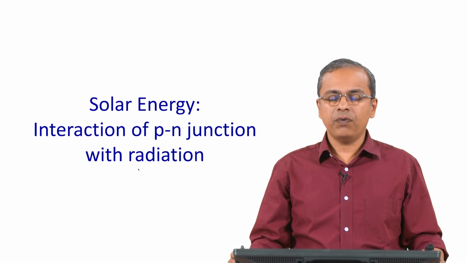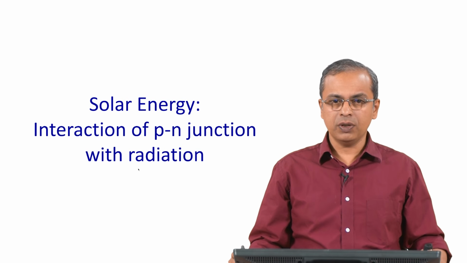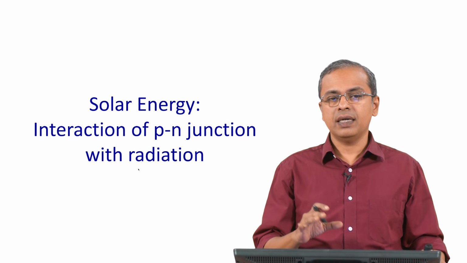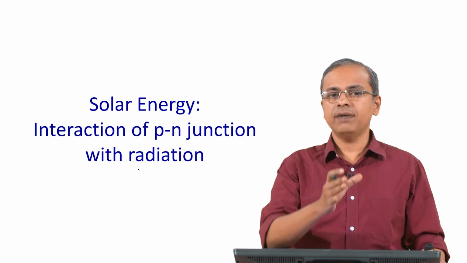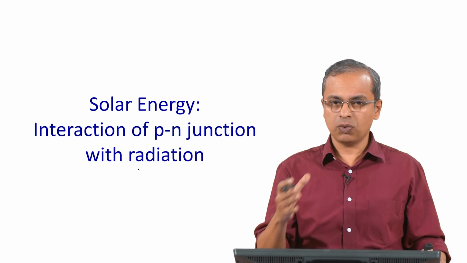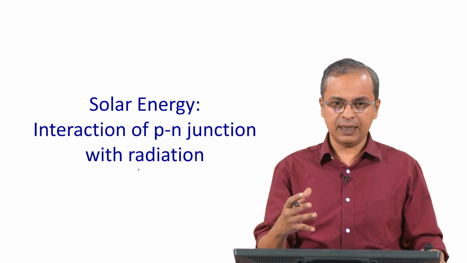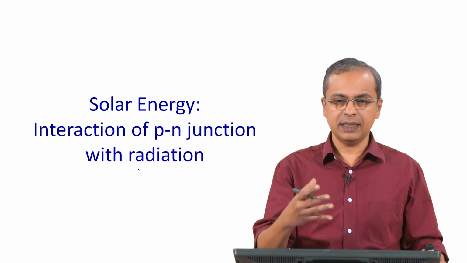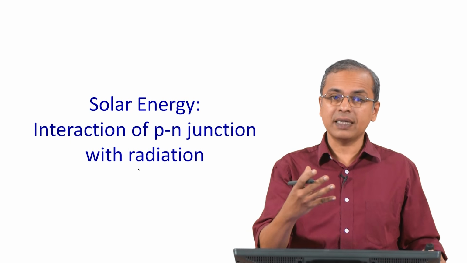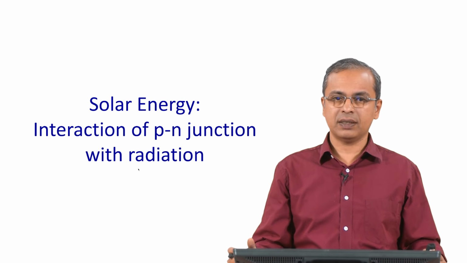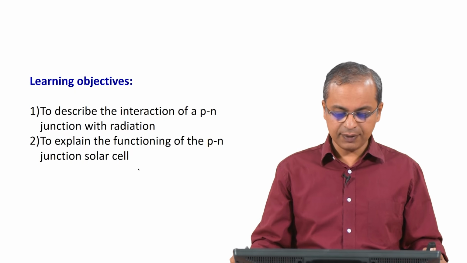So what we would like to do today is to look at this p-n junction a bit more and to see how this junction responds to the arrival of radiation. So in the end we are going to use a p-n junction as a solar cell. So what we will see today is how does it function in the context of solar radiation incident on it, and therefore why is it that you need that p-n junction for it to work as a solar cell. Okay, so that is the idea that we will pursue through this class.